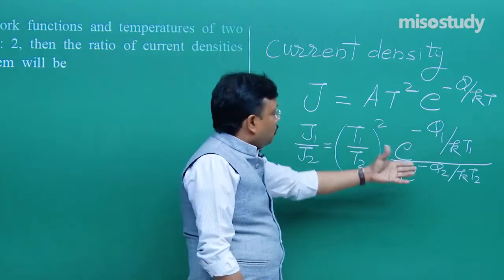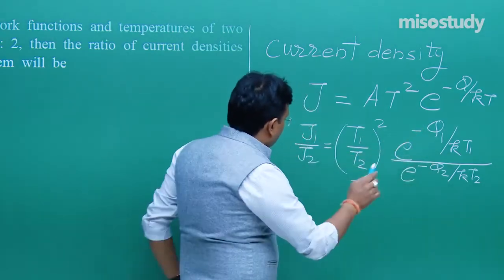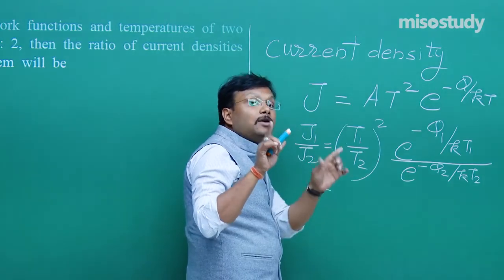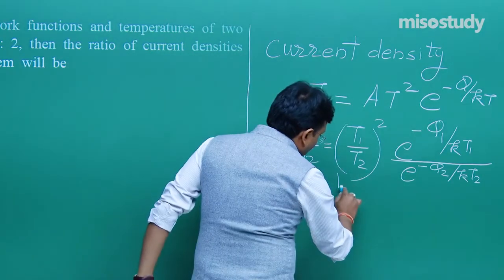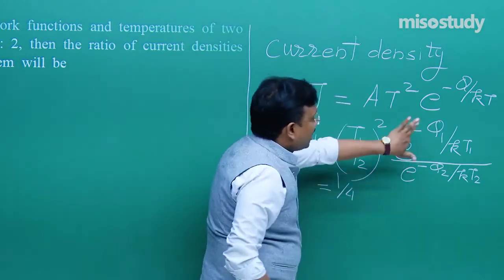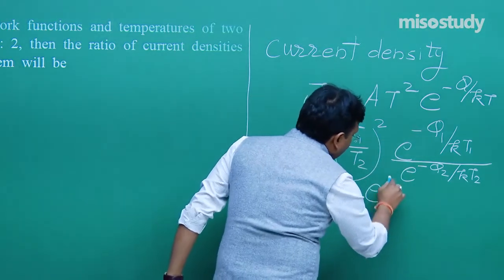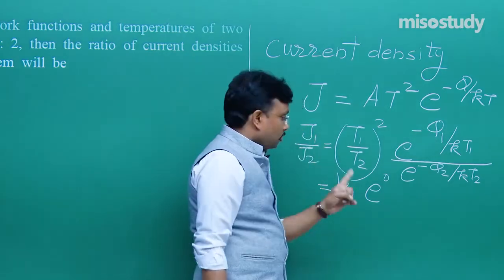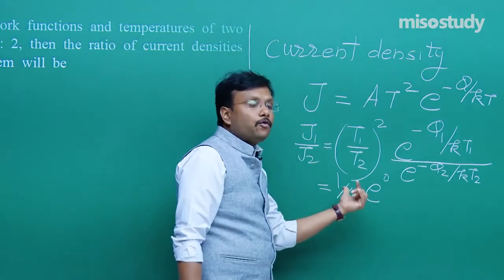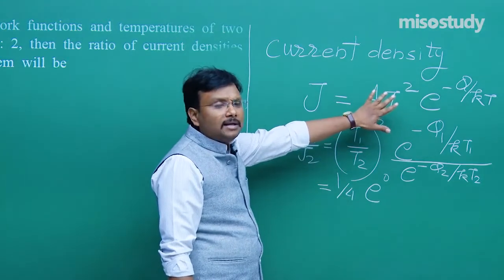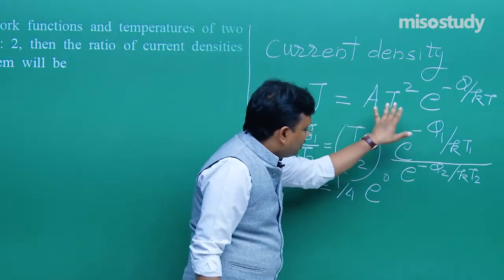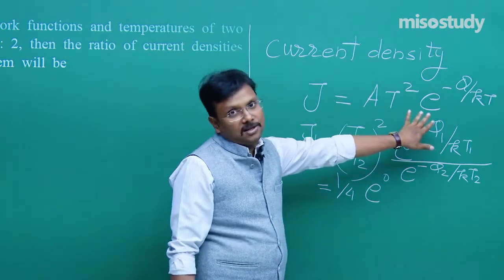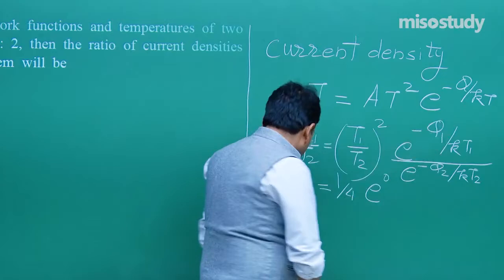Fine. So ultimately when you solve it, you will get T1 upon T2 as 1:2, that is, square of it, 1/4. So 1/4. Finally after solving it, you will get e to the power 0 and e to the power 0. So now the answer is 1/4. Here the only thing you have to remember is that this relation between current density, area and temperature is given by this formula.